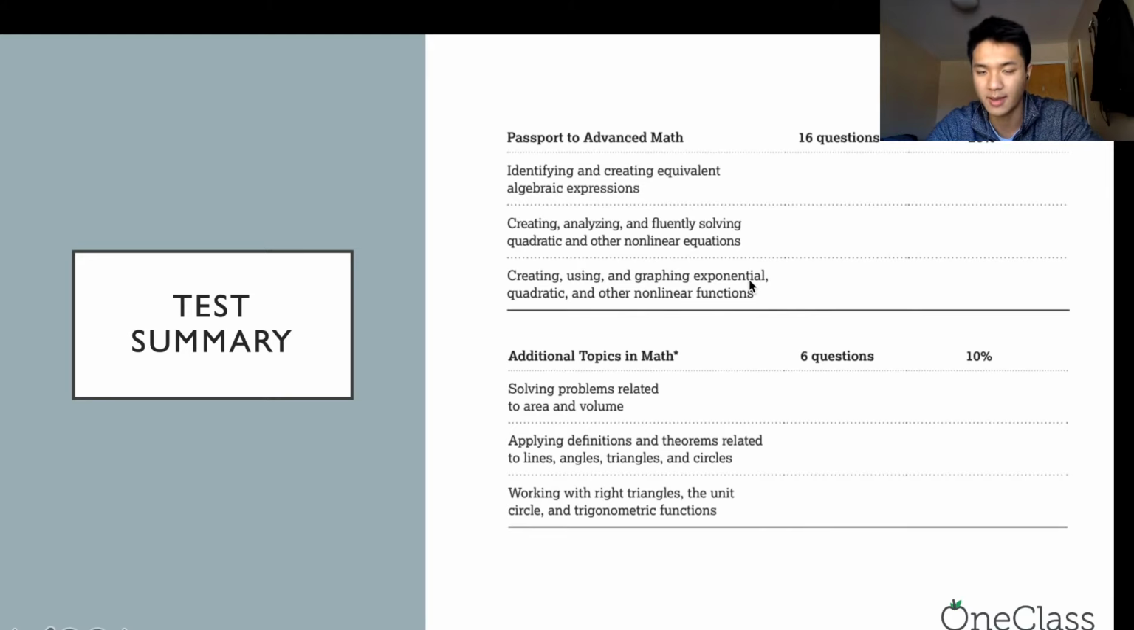In Passport to Advanced Math, we're talking about creating algebraic expressions, talking about quadratic and nonlinear equations, and exponential and nonlinear functions. And so these are, again, some of the more advanced concepts that will prepare you for eventually calculus in college. And finally, your additional topics in math really refers to areas and volume, geometry, trigonometry, and some of those more basic questions. Hopefully it gives you a good idea of what the test overall will look like. And again, all these resources are also online if you want to take a look at those as well.